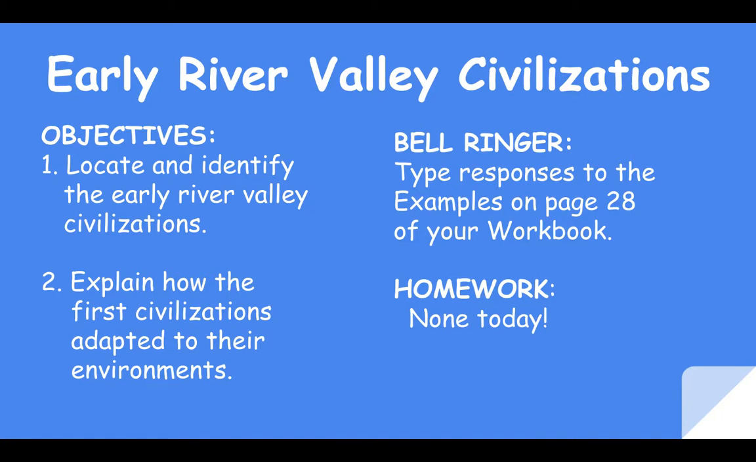So what I would like you to do for your bell ringer is open up your workbook to page 28. And it says at the top, when humans adapt to or modify their environment, they change their behavior and change the world around them to meet their needs. So I've given you 4 scenarios on the left, and I want you to describe how each is an example of humans modifying or adapting to their environment.